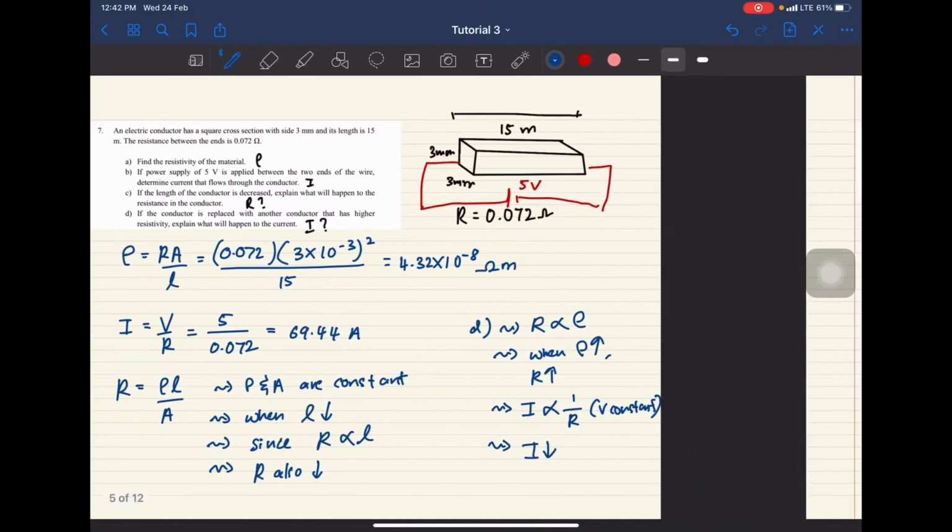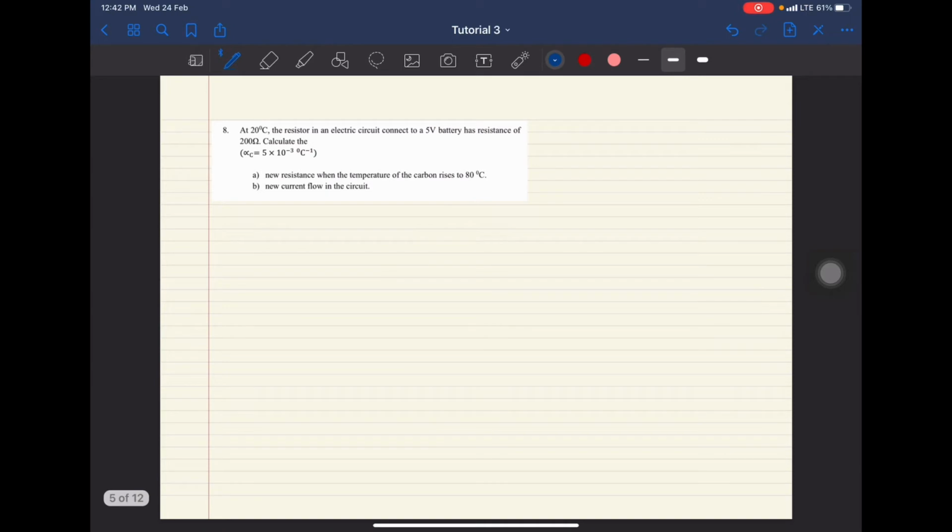Okay, question number 8. For question number 8, they give you temperature at 20 degrees Celsius, so immediately you know that the question will ask you about change in resistance. So T0 is equals to 20 degrees Celsius. The resistor in the electric circuit connected to V is given 5 volt. Resistance is given as well. That one is initial resistor equals to 200 ohm.